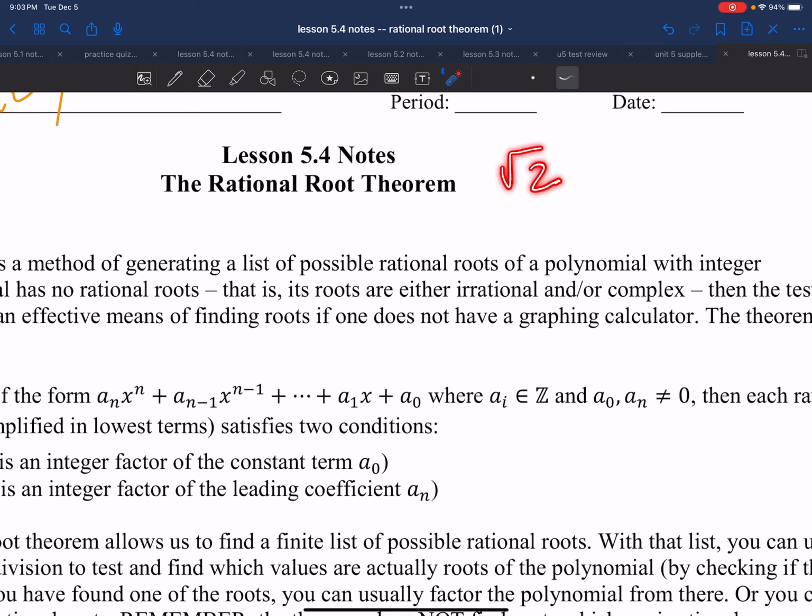Square root of 2 is called irrational, right? It's a non-terminating decimal that does not repeat. You also have complex numbers like i, right? So like 2i or 1 minus 2i, right? So those aren't rational.